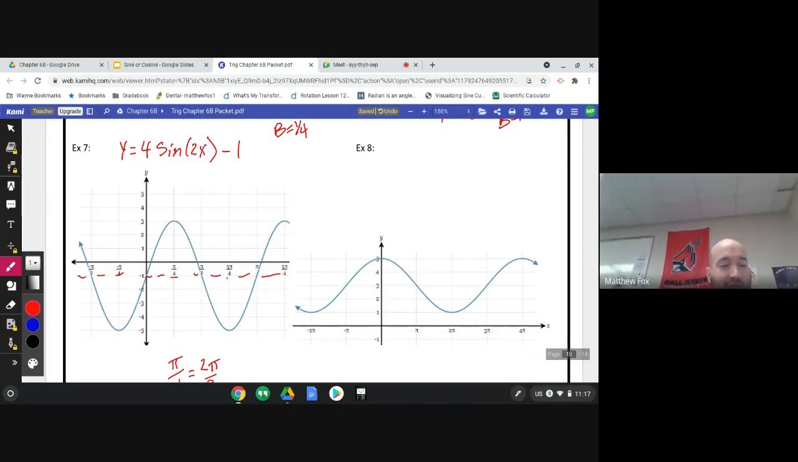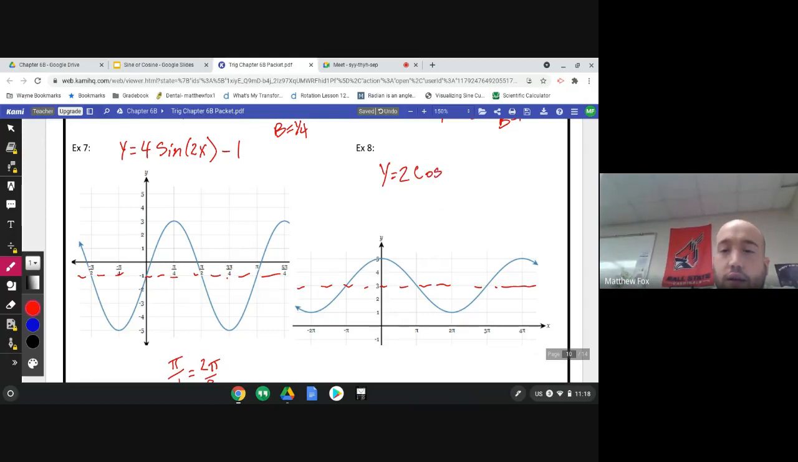All right, our final one. Once again, as always, find that midline. In this case, it's at 3. So up 2 and down 2, it's going to be an amplitude of 2. Now, is it sine or cosine? Hopefully you can tell. On the y-axis, it's the peak. So that's got to be cosine. So y equals 2 cosine. I don't know what's in the parentheses, but I do know it's shifted up 3, so plus 3.